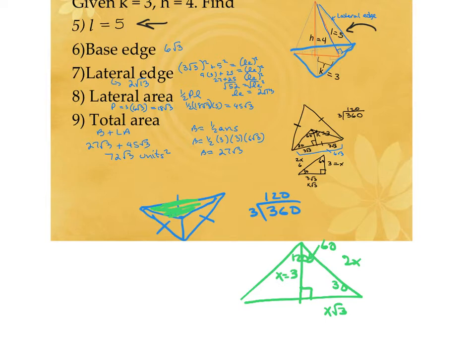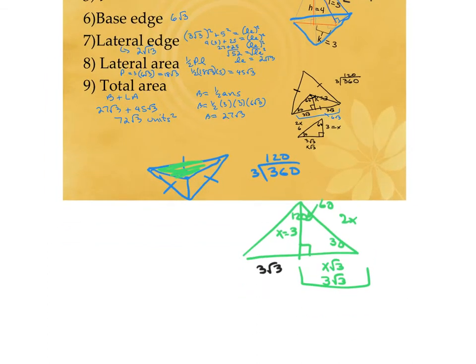But I do need to find how long this side is. If x is 3, then this piece of my triangle side is 3 root 3. And remember, you got 2 of them because you've bisected it. So now I've got a 3 root 3 and a 3 root 3. So the total length of the side, or the base edge, is going to be 6 square root 3. And that's how we get this.